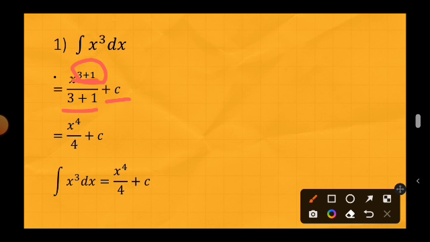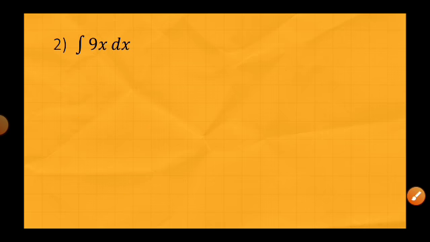Then after that, we can just simplify that by adding the 3 and 1. So we have x raised to 4 over 4 plus the arbitrary constant c. Therefore, the antiderivative or the indefinite integral of our function x cubed dx is equal to x raised to 4 over 4 plus c.